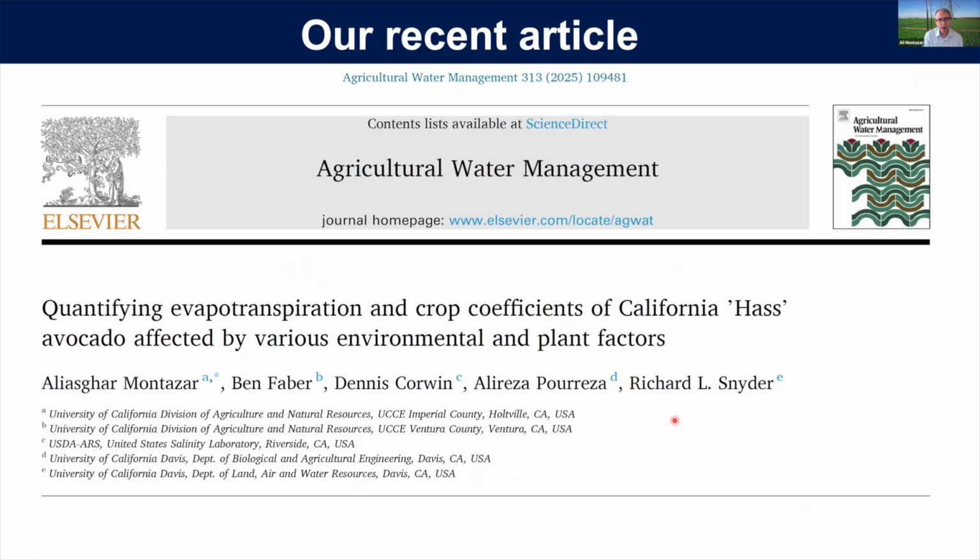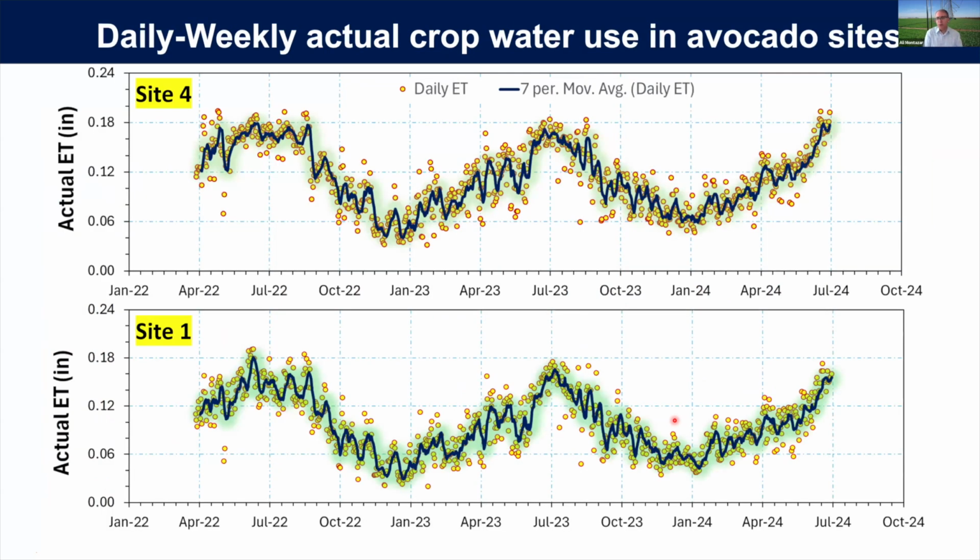So recently we published an article from the findings of our recent research. It provides you good information about the crop coefficient and variation of evapotranspiration for California Hass avocados. But I will try to use some of those results here and share them with you about avocados. So these are two graphs for two avocado sites, site 4 and site 1. It shows daily evapotranspiration over the last 3 years.